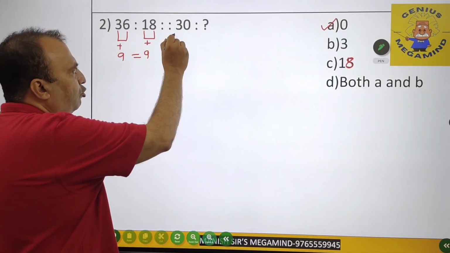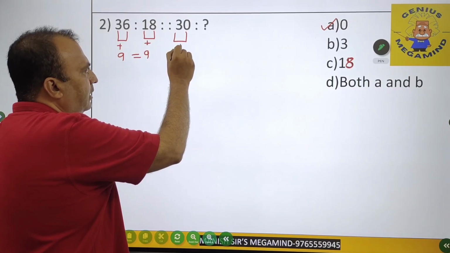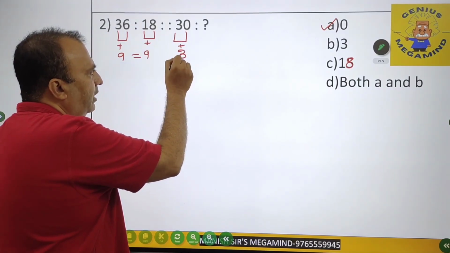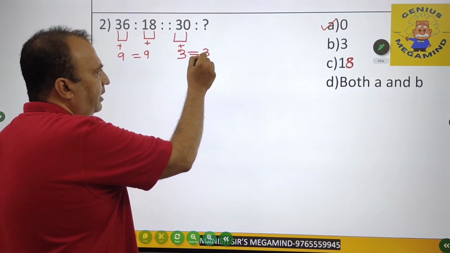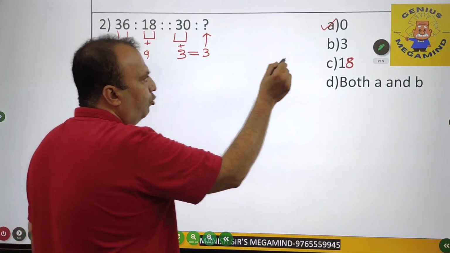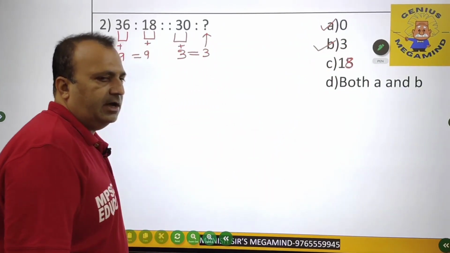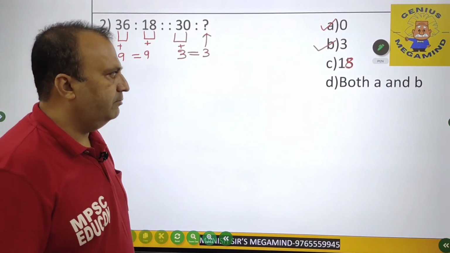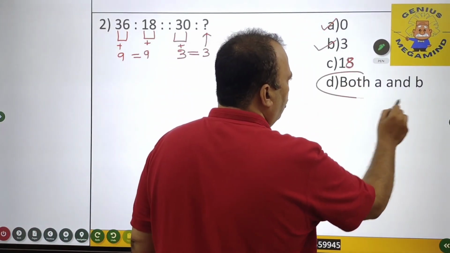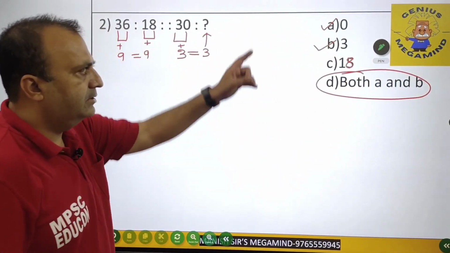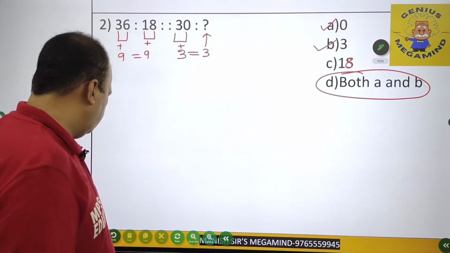So over here also I am going to perform the same kind of operation. 3 plus 0 is what? 3. And 3 should be equal to 3. So ultimately I have to go for option B also as the answer. So the answer for this question, my friends, will be both A and B. So the answer can be 0, the answer can be 3 as well.